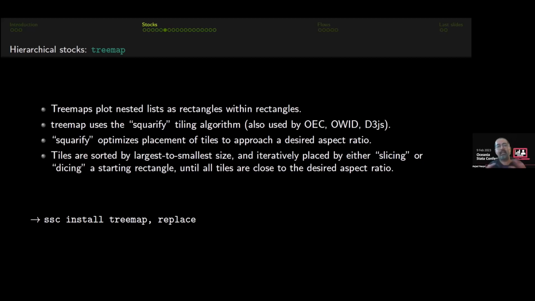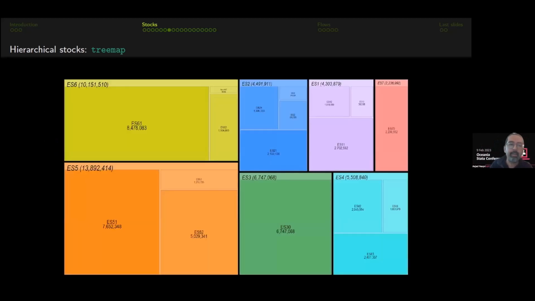The idea is that the tiles are sorted from large to small and iteratively placed by either slicing or dicing a starting rectangle. So essentially you put a rectangle, you slice it, check for an aspect ratio, fit the next slice, and keep iterating till you have a layout. And within these tree map dimensions, what you can see immediately is that the structure is clear.